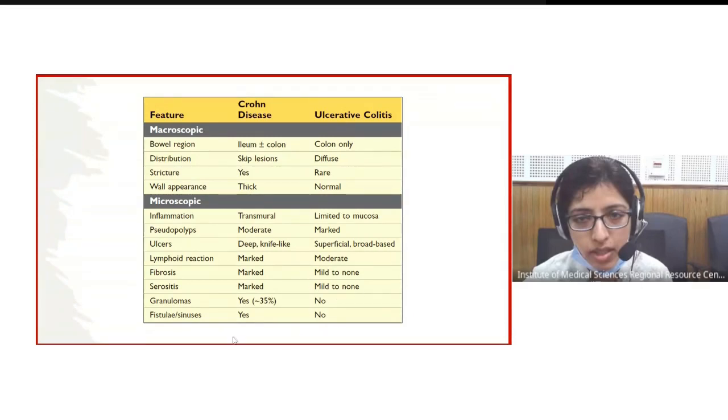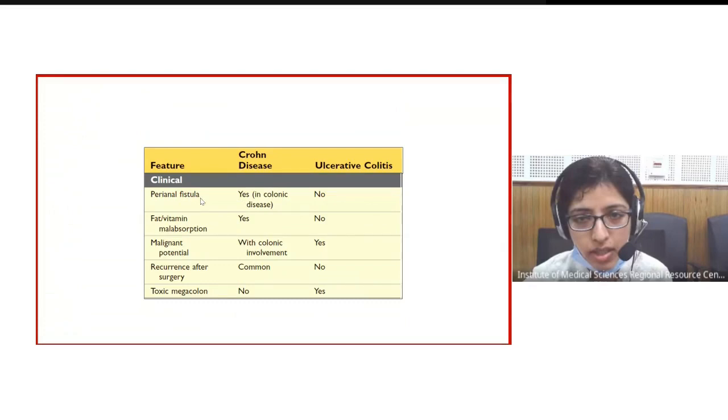Fistulae and sinuses are a feature of Crohn's disease, while they are not seen in ulcerative colitis. Perianal fistulas are seen in Crohn's disease. They are not a feature of ulcerative colitis. Fat and vitamin malabsorption are also seen in Crohn's disease because of the involvement of the small intestine here. The major proportion of absorption of nutrients occurs in the small intestine. So it is not seen in ulcerative colitis.